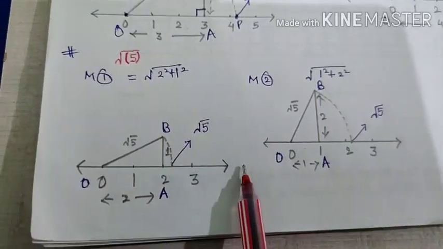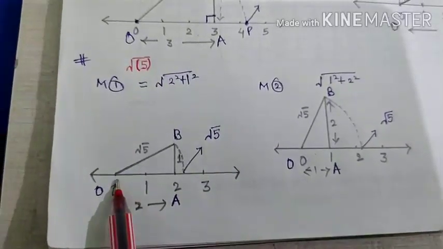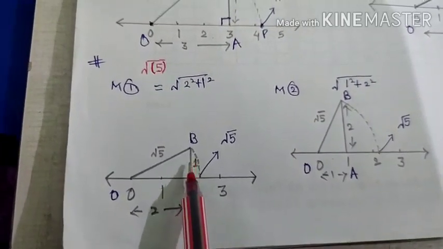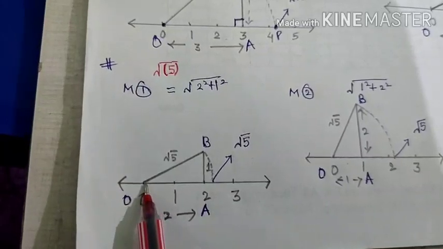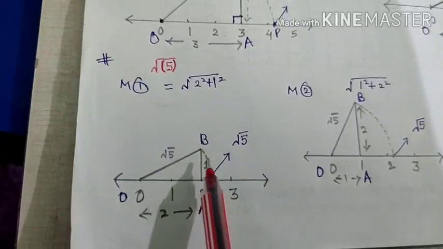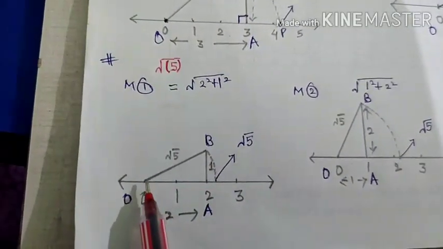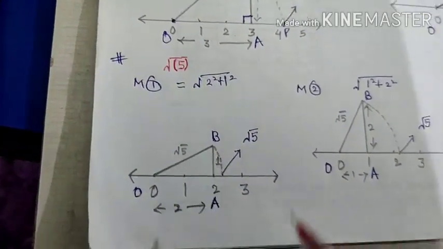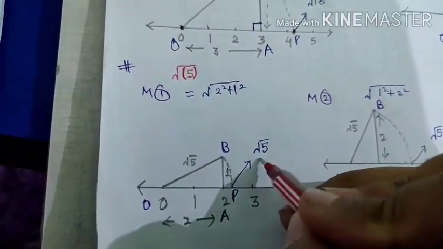Same, I have drawn a line 0 1 2 3. I have written there 0 1 2. At point 2 I have made a perpendicular of 1 centimeter. I have joined this point O with B, OB, and then I have taken O as center and OB as radius and made an arc. This point P we can say is root 5 now.